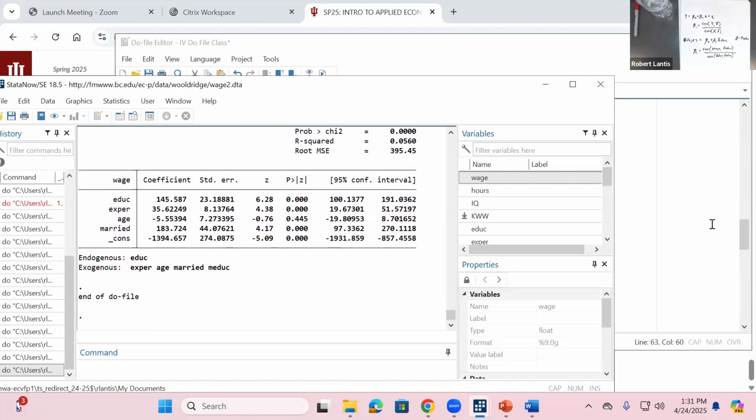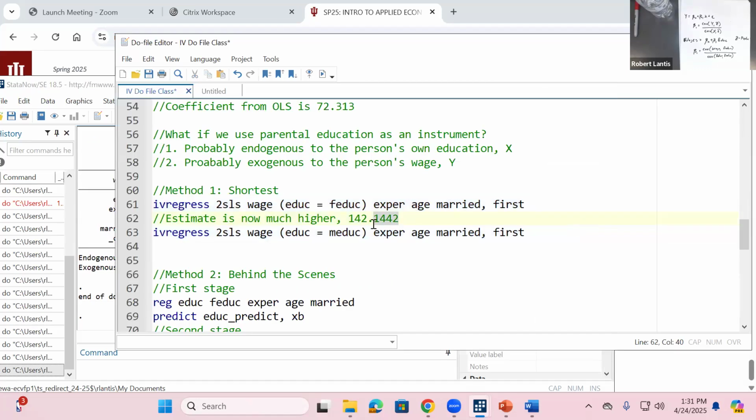Any questions over anything there, or any questions related to any of this instrumental variable stuff before we keep moving here? Okay.